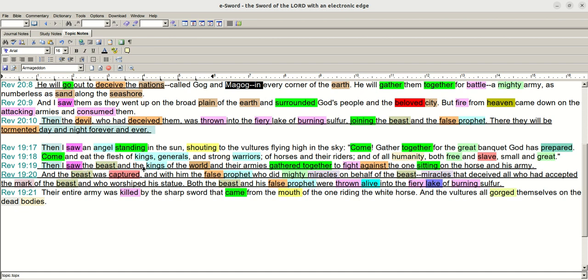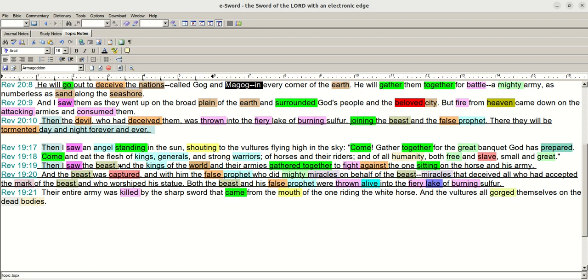Then I saw the beast and the kings of the world and their armies gathered to fight against the one sitting on the horse and his army. Who is it? The beast. In Revelation 19, we have the beast.